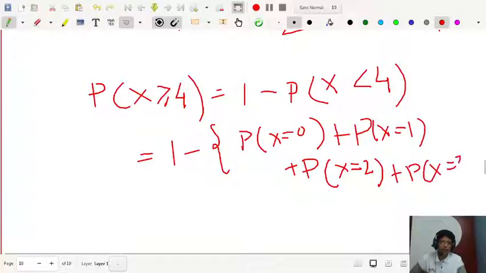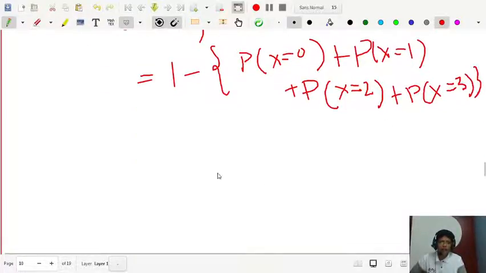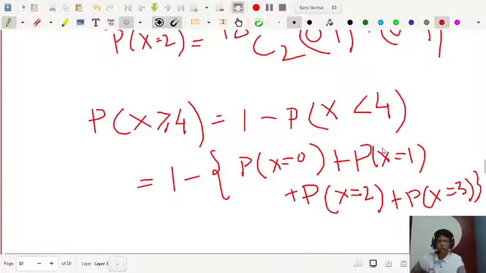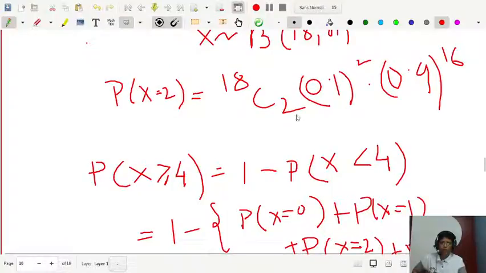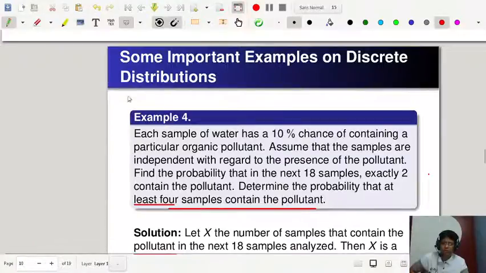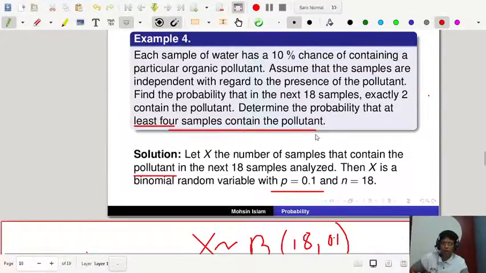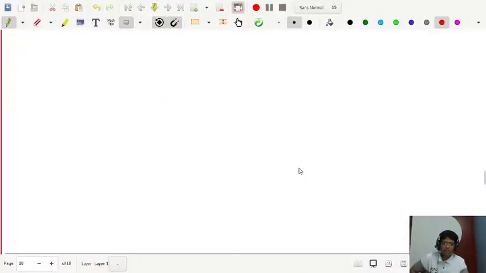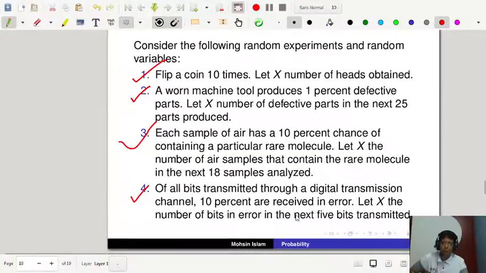Okay, you can calculate the probabilities like this and check the approximate values using this distribution, because your probability of x equal to 0 will be 18C0, 0.1 to the power 0, 0.9 to the power 18. Like this you have to calculate. So this is how you can deal with discrete probability distributions, that is the binomial distribution I was talking about. There are lots of examples of binomial distributions in real life problems.